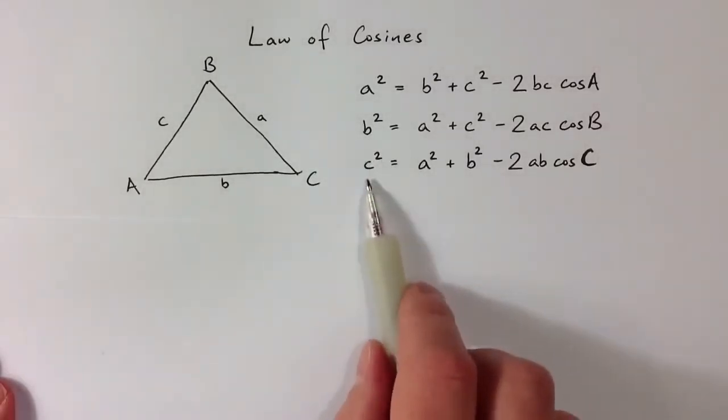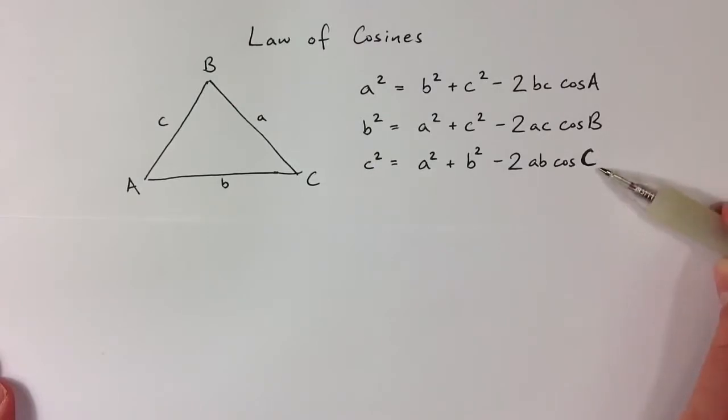And so there are 3 versions for the law of cosines, depending on which side we want to make the special side, and I guess the other way, depending which angle we want to be the special angle.